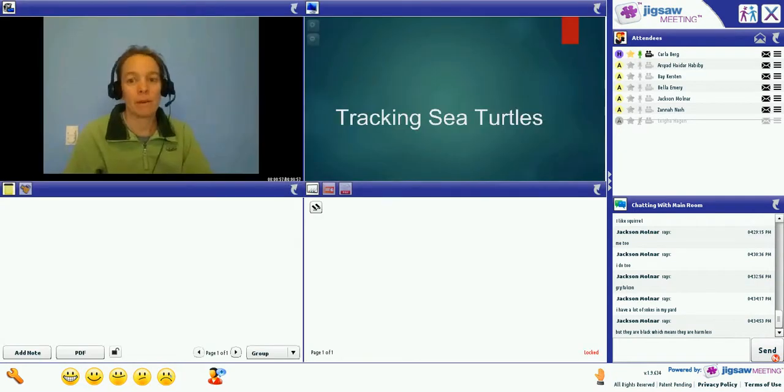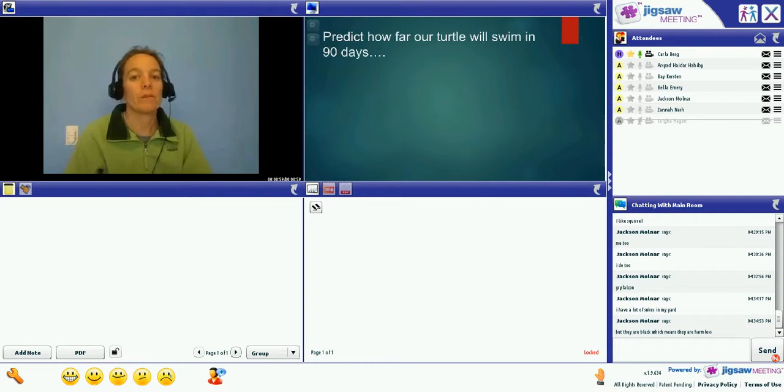So this is what we are going to do. We are going to predict how far a turtle will swim in 90 days based on the map that we make of just a couple of days. Okay, so that's sort of the purpose, is to predict how far our sea turtle swims in 90 days. Now, this particular sea turtle that we are tracking is tracked using a satellite tag.